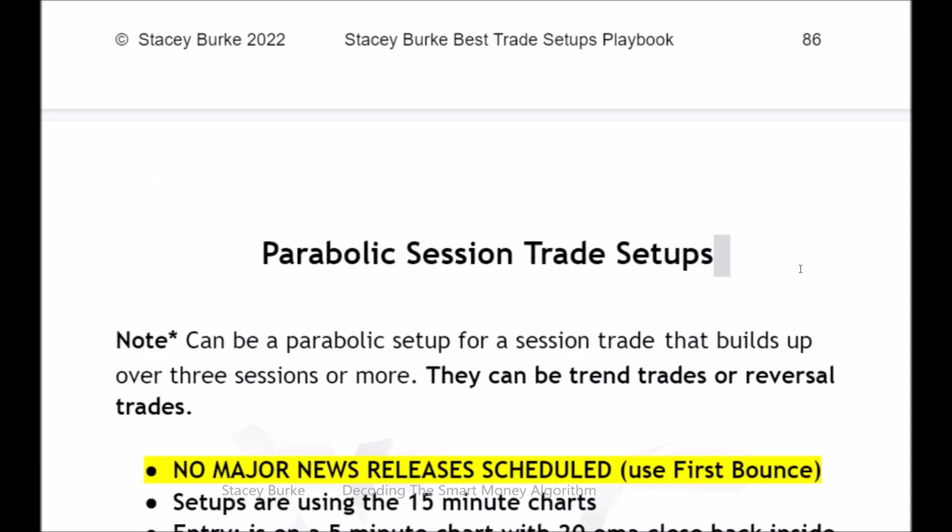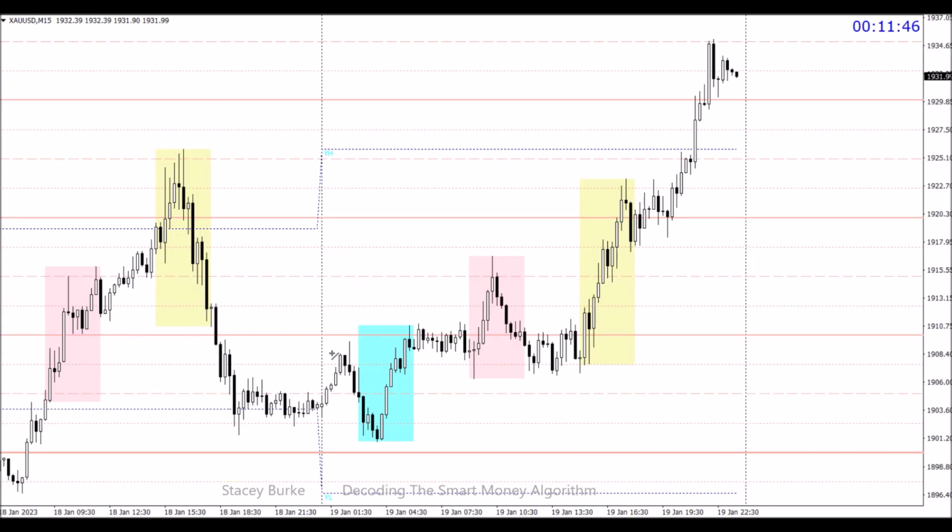We talk about this in the playbook. Parabolic session trade setup. They can be trend trades or reversal trades. No major news release on the schedule. If there is, we would use the first bounce. Setups are using the 15-minute charts. Now, in simple terms, we also talk about the 100 pip boxes. This first red day setup in Asia worked, but then the market reversed and took out the high of the day and continued to go higher.